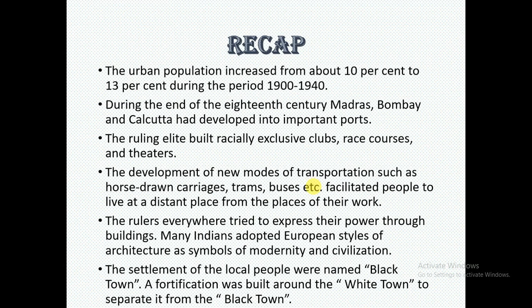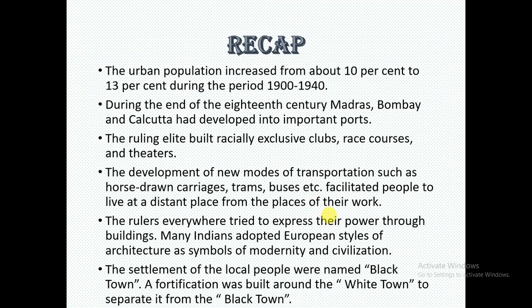The next one is that rulers everywhere tried to express their power through buildings, and many Indians adopted the European style of architecture as a symbol of modernity and civilization. Previously, in the class 7, you discussed the black town and the white town. The black town consisted of the Indians and the white town consisted of the British. Here the Indian merchants and traders, especially the rich ones living in the black town, started to follow the European architectural culture, and this is known as a symbol of modernity and civilization, right?